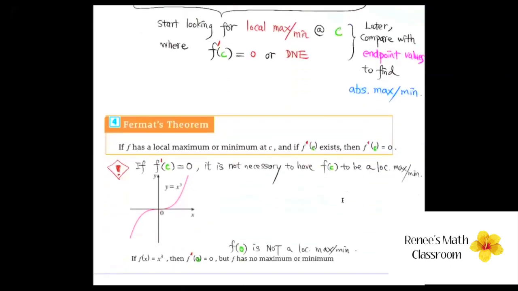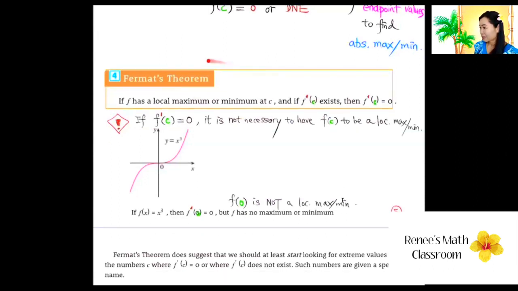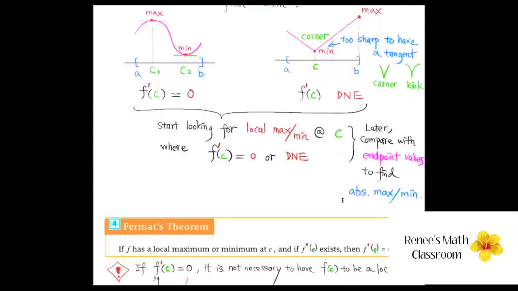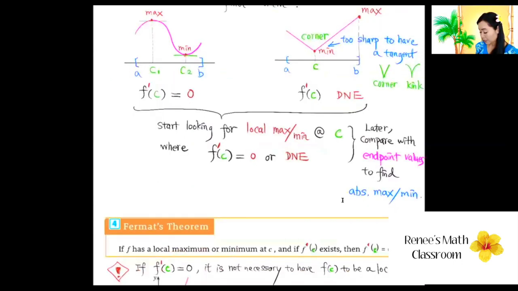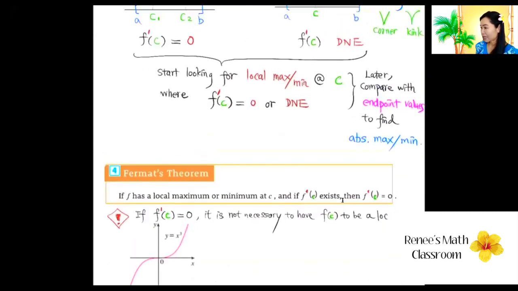Okay, so this one here involves Fermat's theorem. Fermat is famous for his last theorem, but he has a lot of theorems. So this is one of his theorems. It says that if a function has a local max or local min at c, and if the derivative at c exists, then the derivative will be equal to 0. So if it's a local max or local min, that means either the derivative equals 0 or the derivative does not exist. Those are the possible places for local max and local min.